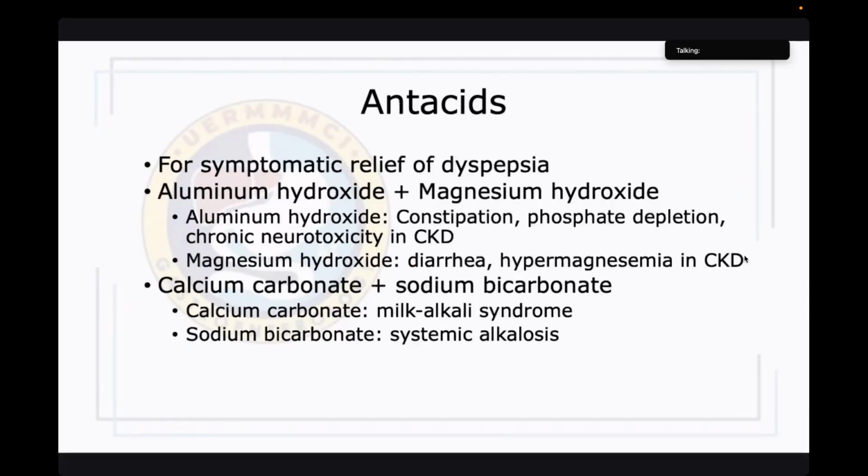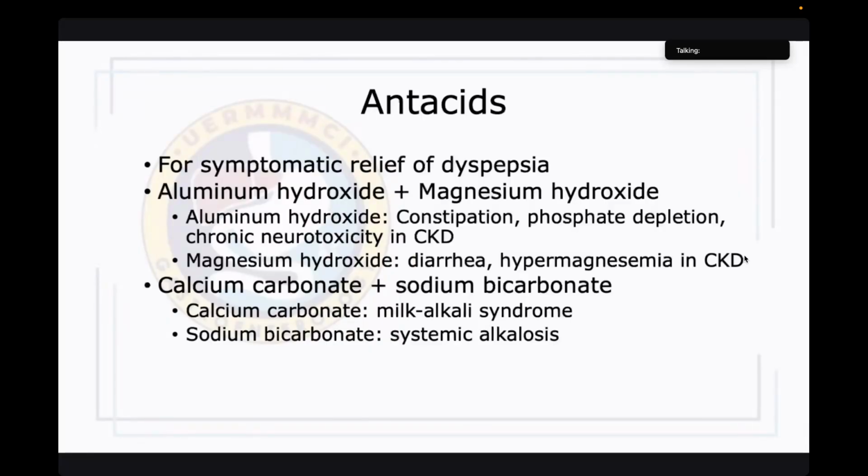So examples of this are aluminum hydroxide, but they found out that these can produce constipation and phosphate depletion. You also have magnesium hydroxide, which may cause loose stools, so they combine these two to avoid the side effects of constipation and diarrhea. So many of our popular antacid brands are a combination of aluminum hydroxide and magnesium hydroxide.